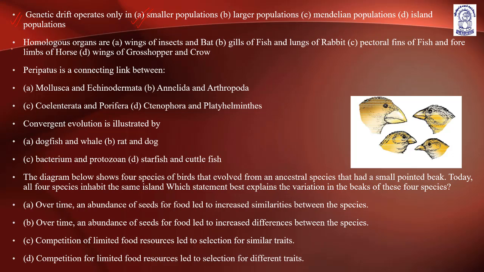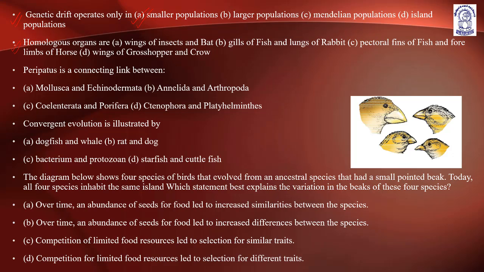Second question is homologous organs. We learned about evidences of organic evolution, in which we learned about evidences from morphology and anatomy, in which the homologous organs are the organs which share same origin, same structure, but different function, right? So homologous organs are the organs which share same origin, same structure.